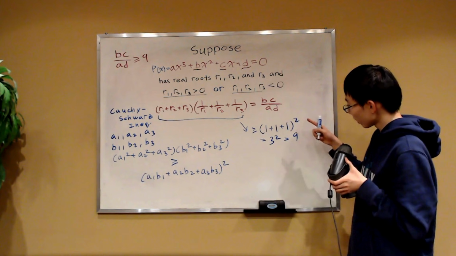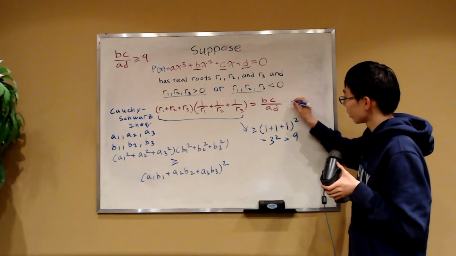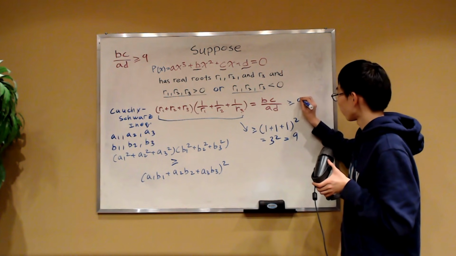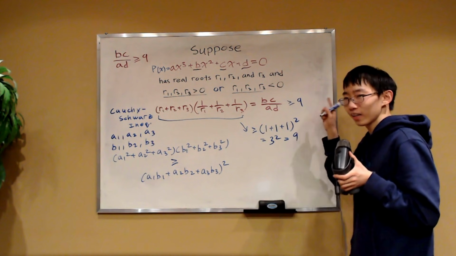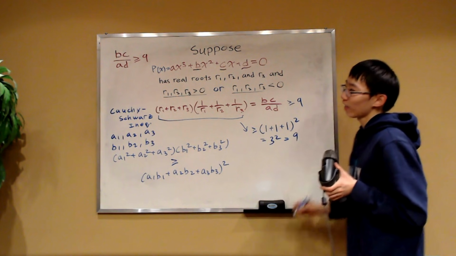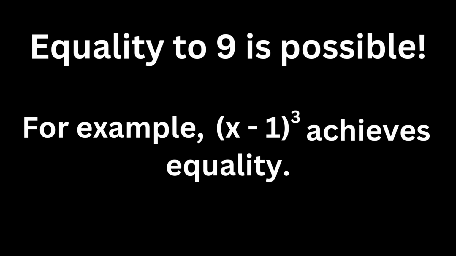And because this is equal to this, we know that bc over ad is always greater or equal to 9. And there we have it. We finally proved our original inequality.